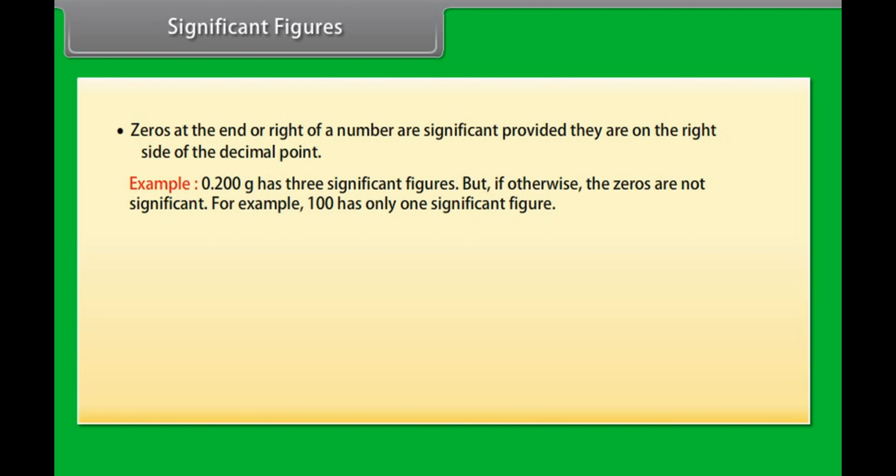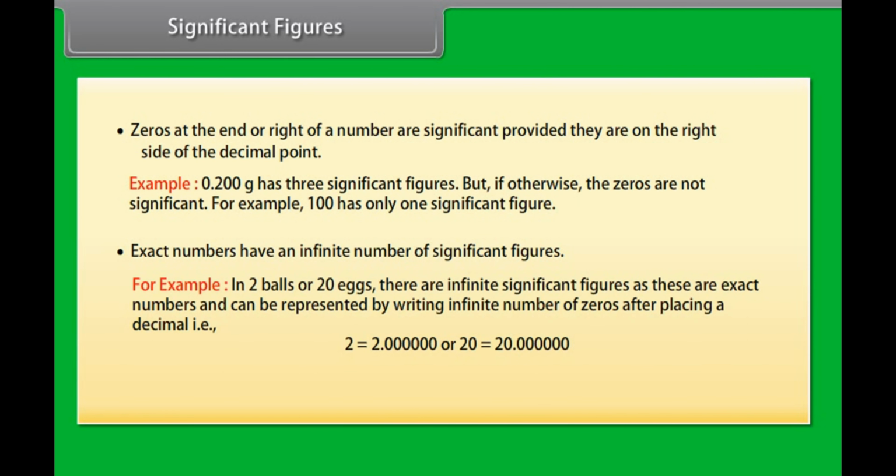0.200 gram has three significant figures. But if otherwise, the zeros are not significant. For example, 100 has only one significant figure. Exact numbers have an infinite number of significant figures. For example, in 2 balls or 20 eggs, there are infinite significant figures, as these are exact numbers and can be represented by writing an infinite number of zeros after placing a decimal, that is, 2 is equal to 2.0000 or 20 is equal to 20.00000.